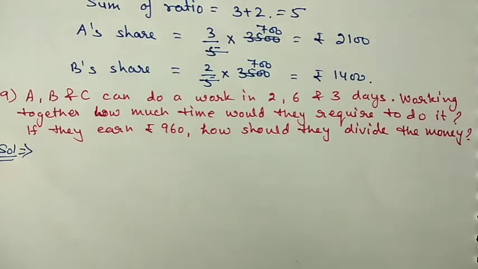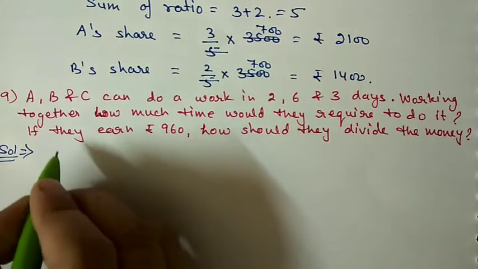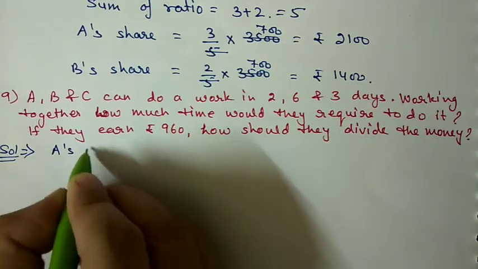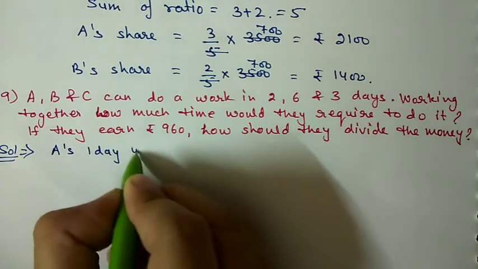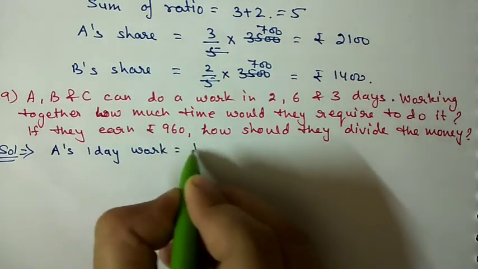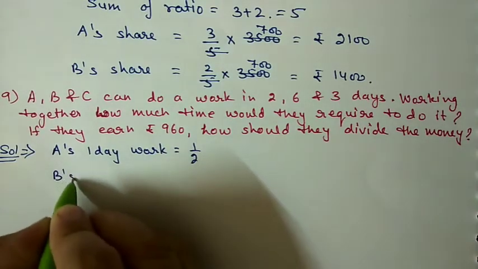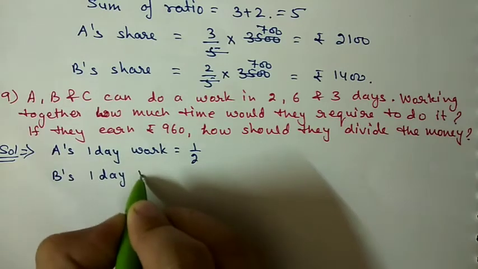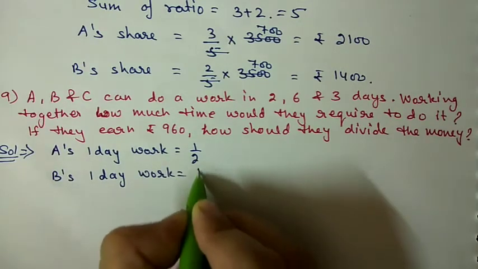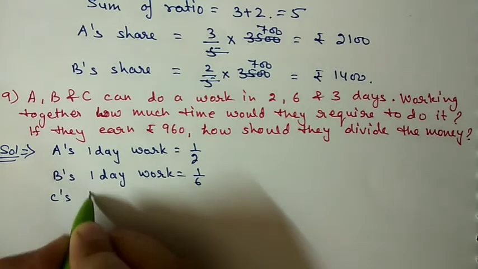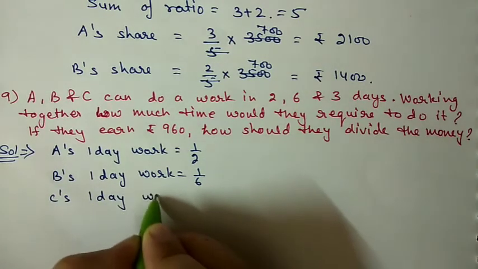Next, question number 9. A, B and C can do a work in 2, 6 and 3 days. Working together, how much time would they take? And if they earn 960 rupees, how should they divide? So first we will find out their one day work and then we will add it. So A's one day work will be 1 by 2. B's one day work will be 1 by 6. C's one day work will be 1 by 3.